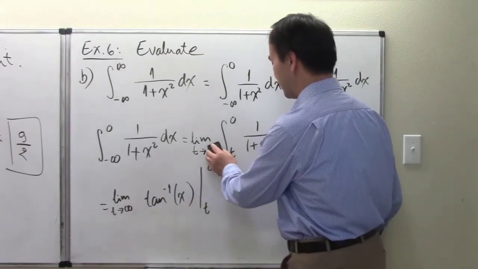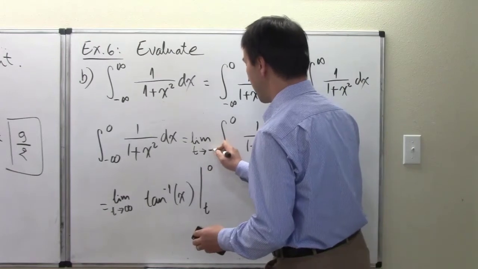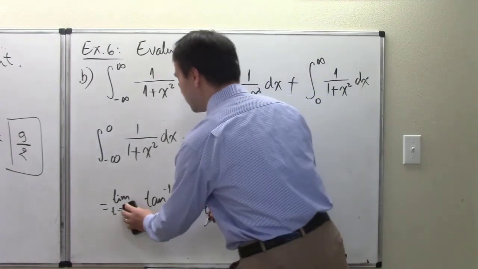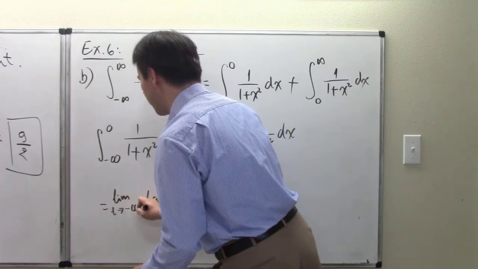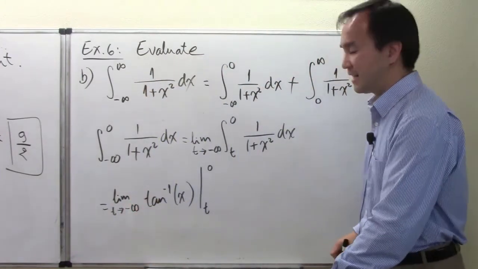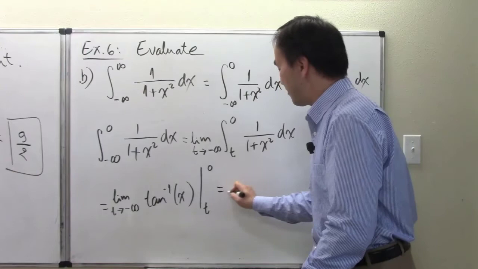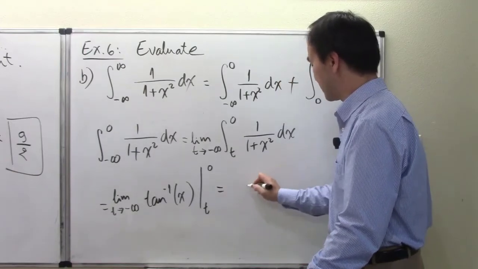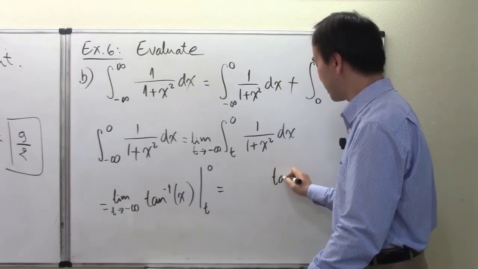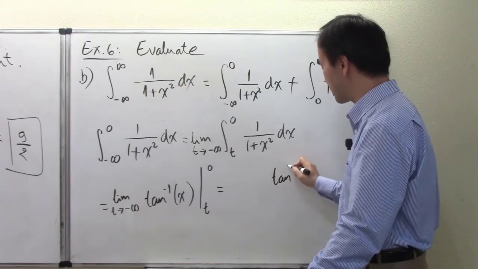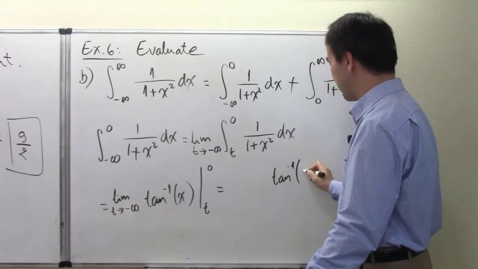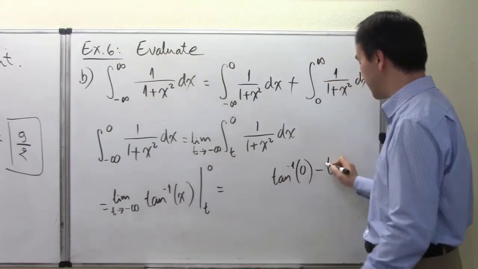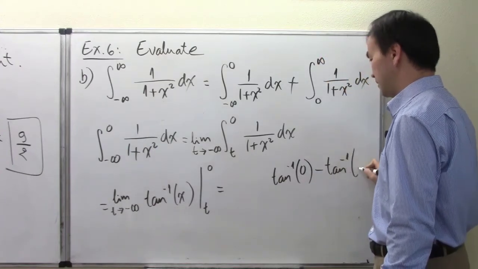And actually I need to correct myself. This here is minus infinity. We're letting t approach minus infinity. All right, and now, in the way I'm seeing this, according to the fundamental theorem of calculus, we're going to substitute 0 for tangent inverse. So tangent inverse of 0 minus tangent inverse of t.